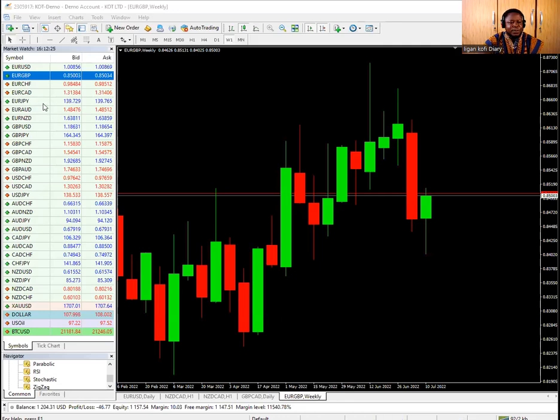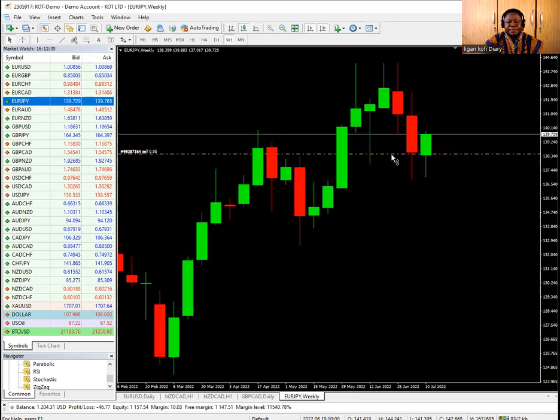So the first pair we'll be looking at is Euro JPY. We are looking at a buy. That means I will have to get out of this trade when the market opens and take the loss. Yes, I'll take the loss. So Euro JPY, we are looking at a buy.